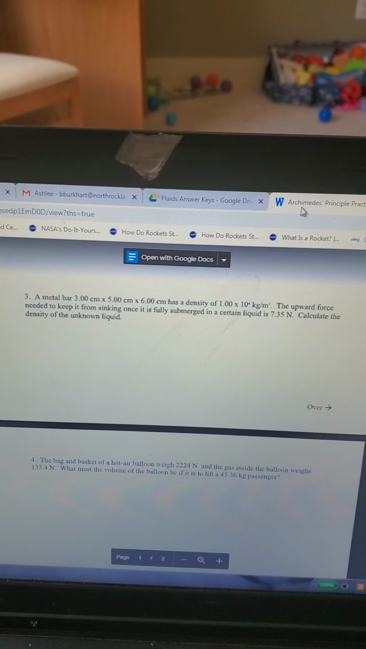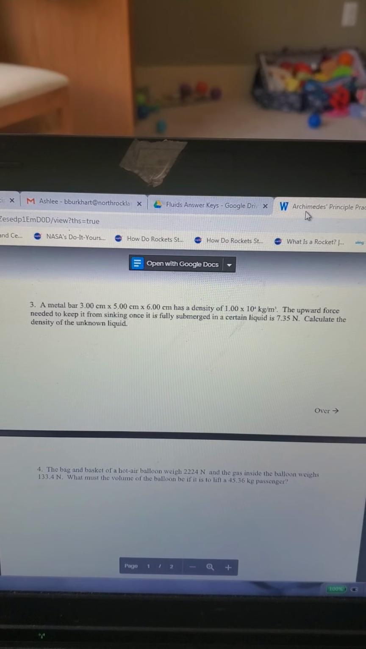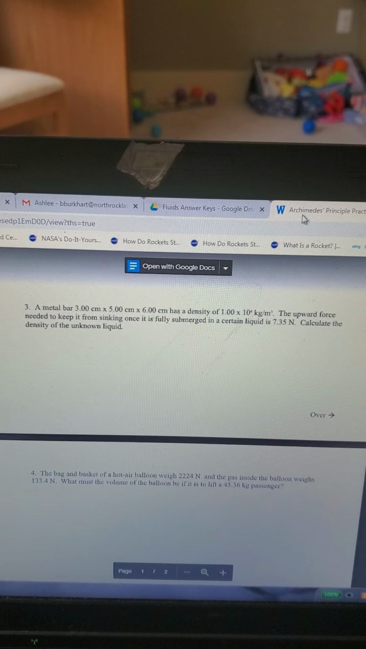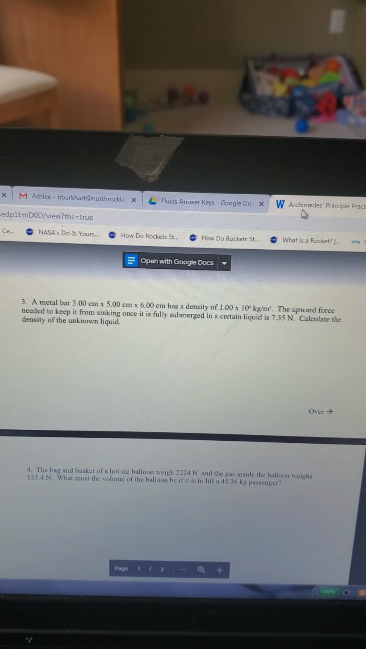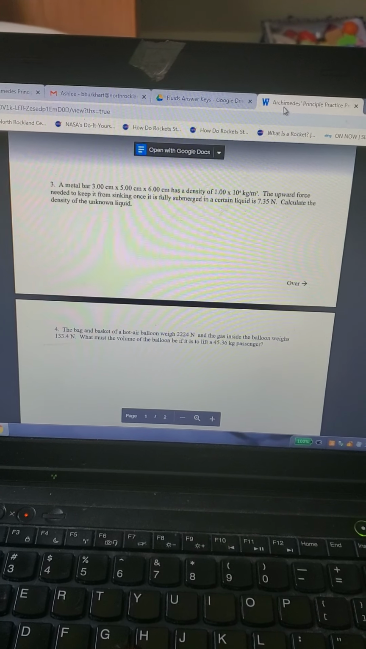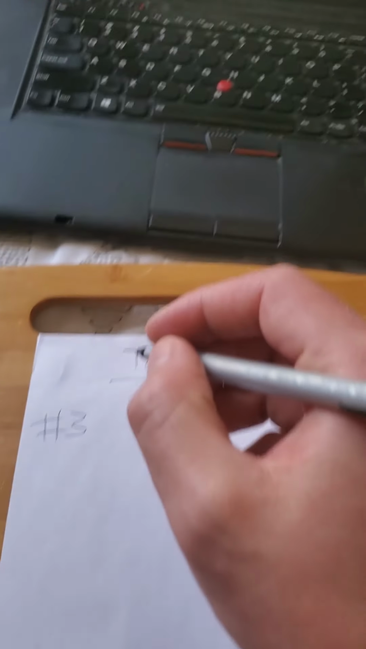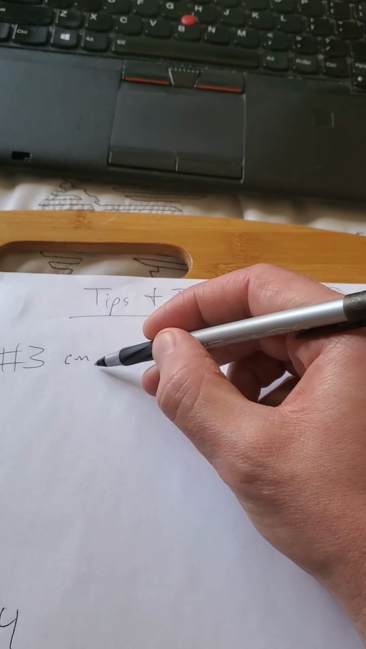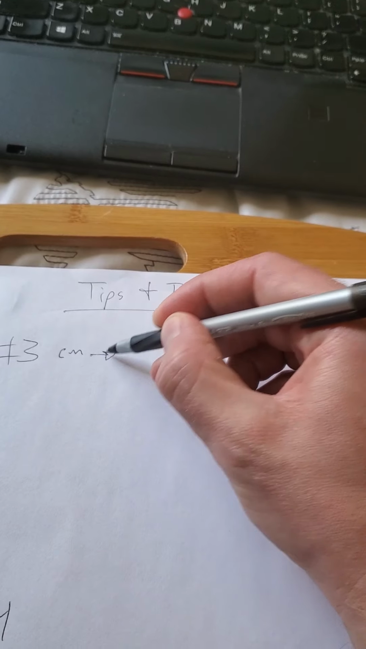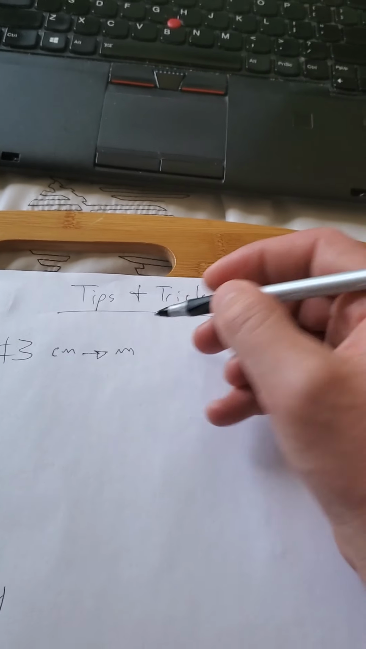This time we're going to focus on number 3 and number 4. If you look at number 3, the first thing that jumps out to me is they've given me length, width, and height measurements for a metal bar. Clearly I'm going to use those to make a volume, but what are you going to want to do to those measurements? They're currently in centimeters. What are we going to convert them into? Hopefully you remember that it's meters. So step number 1 is change your centimeters into meters. That's going to make things a lot easier for you.